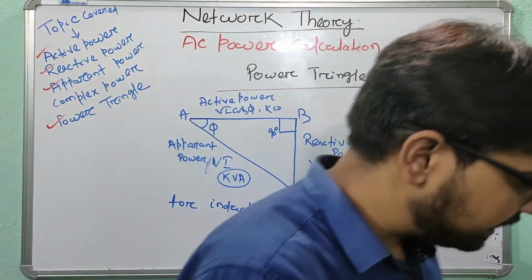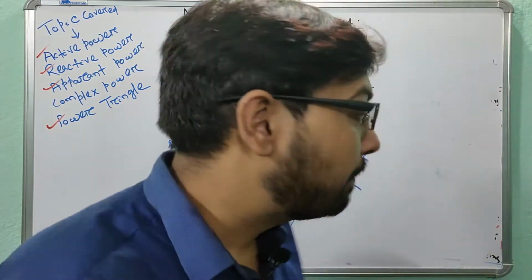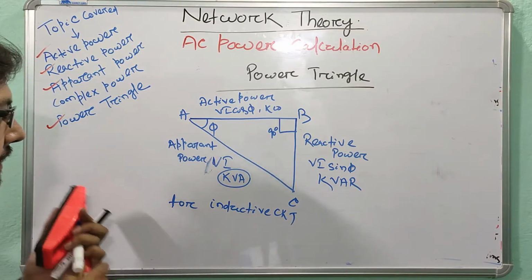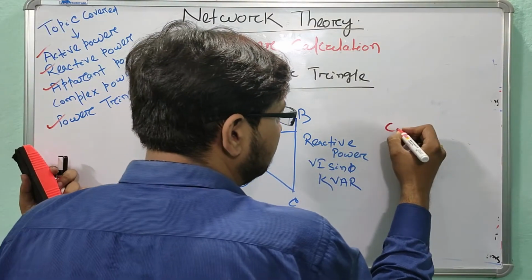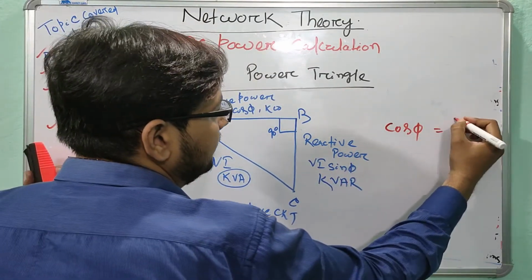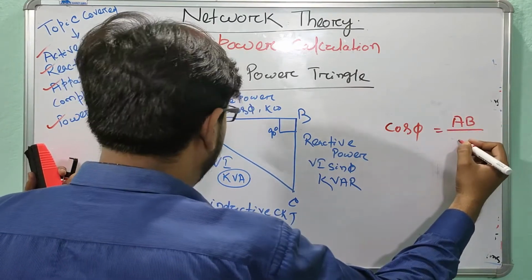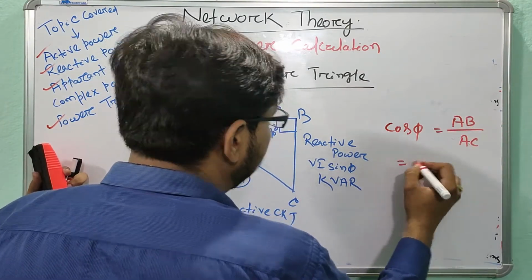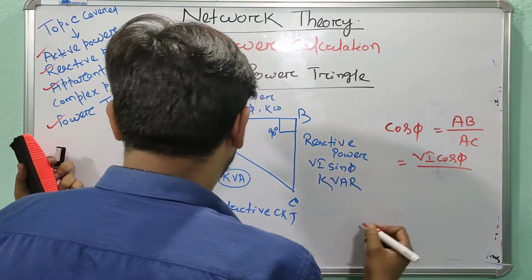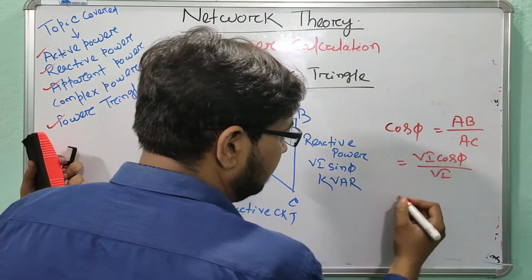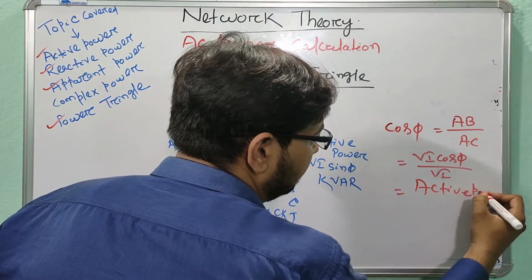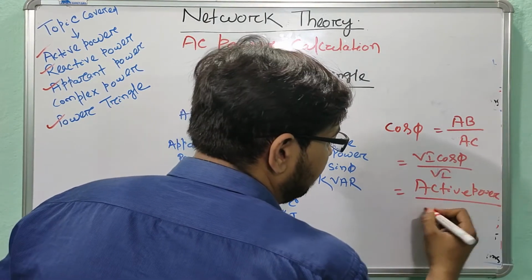Now from the power triangle, you get the power factor value. So what is my power factor value? What is my cos phi value? Cosine of this angle is AB divided by AC. What is my AB? That is equal to VI cos phi, and AC is VI. So what is my VI value? VI is the apparent power, and AB is the active power, so cos phi is the active power divided by apparent power.